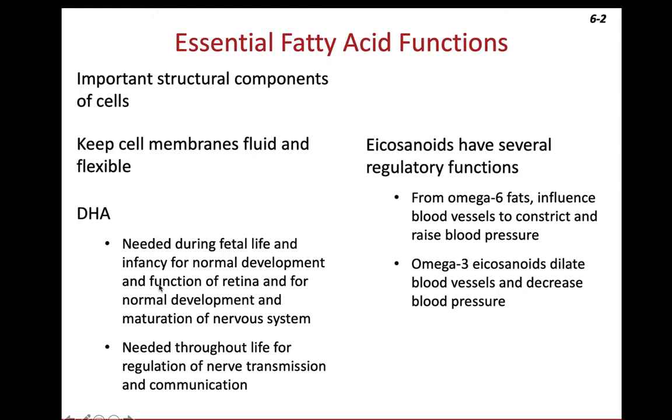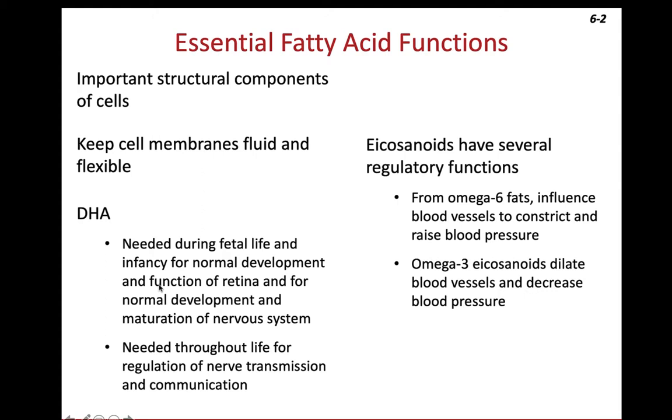Now, one role where the eicosanoids play an important part is in the structure of the cell. We find them in the cell membrane. They're responsible for keeping the cell membrane fluid and flexible. If we look at DHA, that's actually very necessary for fetal life and infancy, and it's required for the normal development of the retina and normal development and maturation of the nervous system. It's also needed throughout life for regulation of nerve transmission and communication.